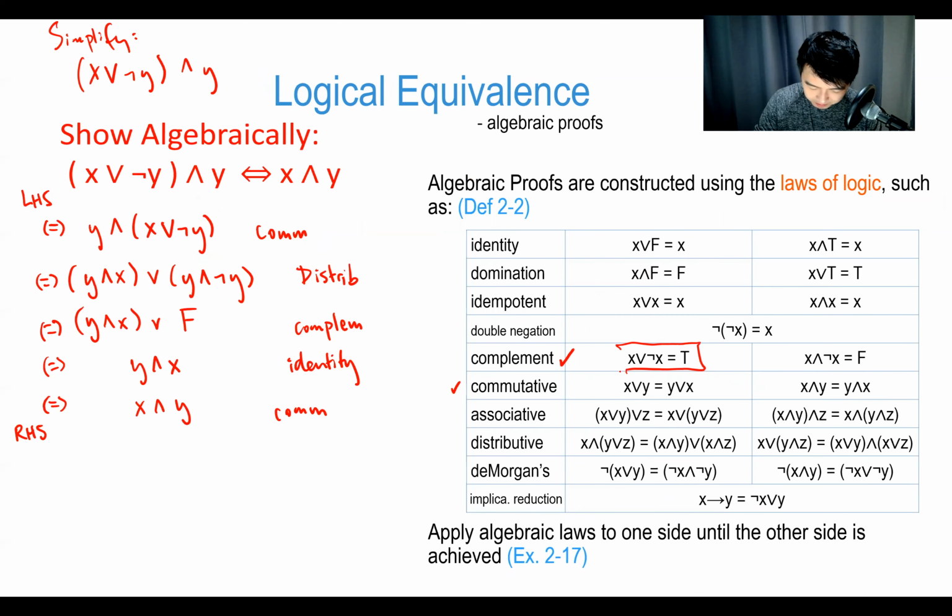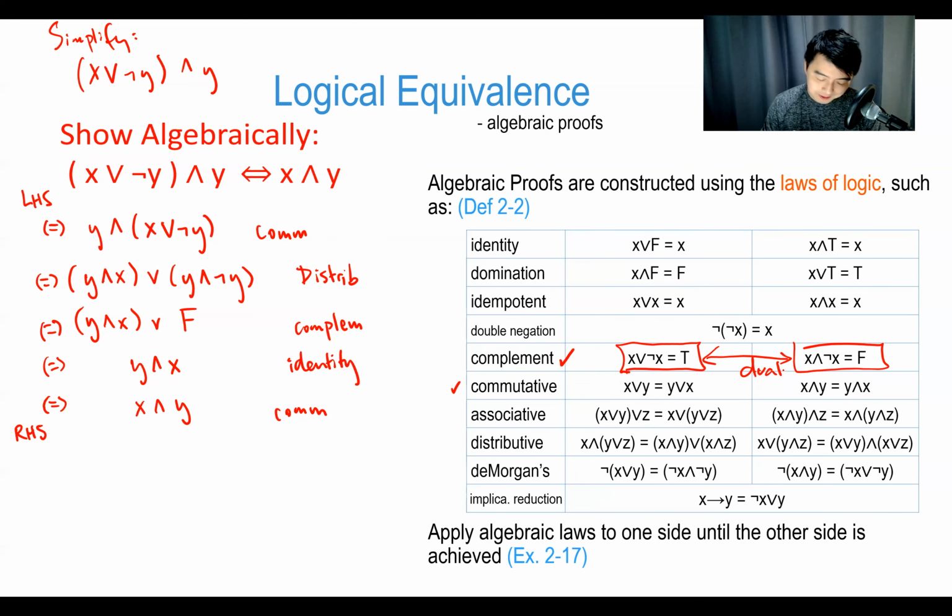So if I take a look at complement, for example, if I know already that x or not x is logically equivalent to true, then right away I know that x and not x is equivalent to false, because these are duals of each other. So vice versa is also true. If I know the right-hand side to be true, I know the left-hand side to be true also, because they are duals of each other.